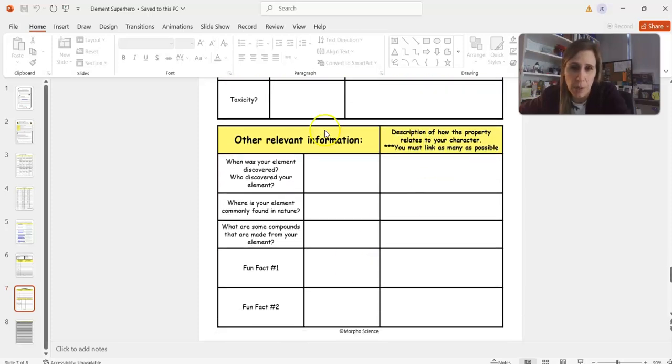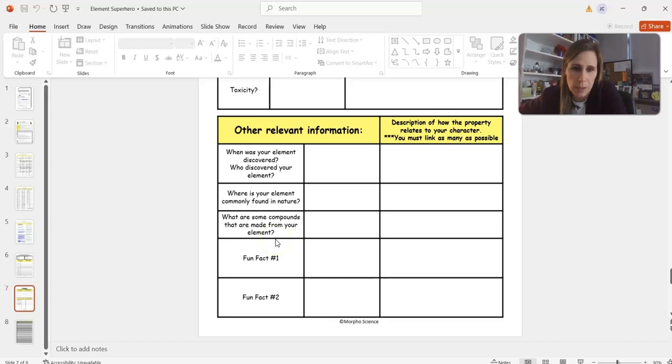And then finally, what's some other relevant information, like when was it discovered, who discovered it, where is it found in nature, like the Earth's crust, air, not geographically like China, but where on the Earth do we find it. And then what are some compounds that are made from your element, fun fact 1 and fun fact 2, and then grab 1 or 2 of these to use as superpowers as well.